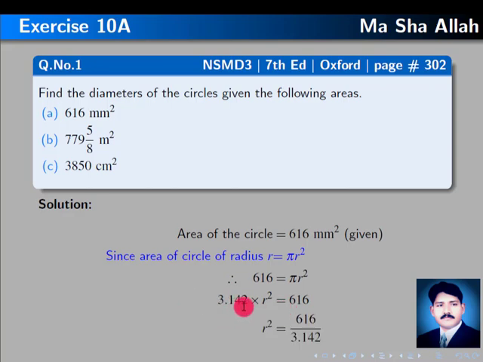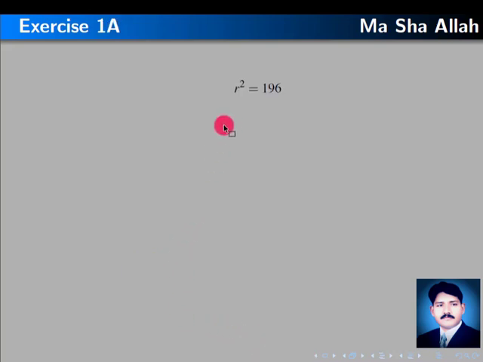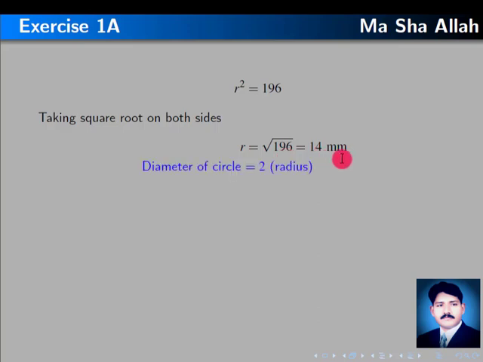Divide both sides by 3.142. That is, 616 divided by 3.142, we obtain 196. R squared is equal to 196. It means the square of the radius is equal to 196. Taking the square root on both sides, we obtain r equals square root of 196, which is equal to 14 millimeter.